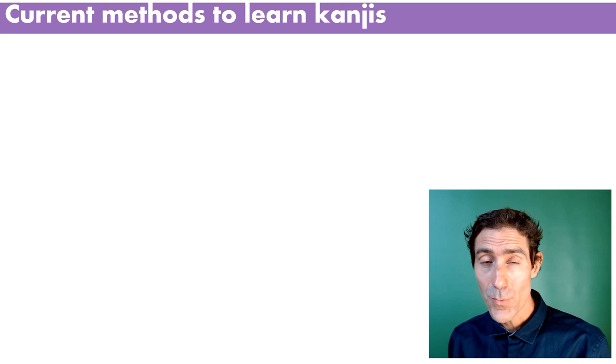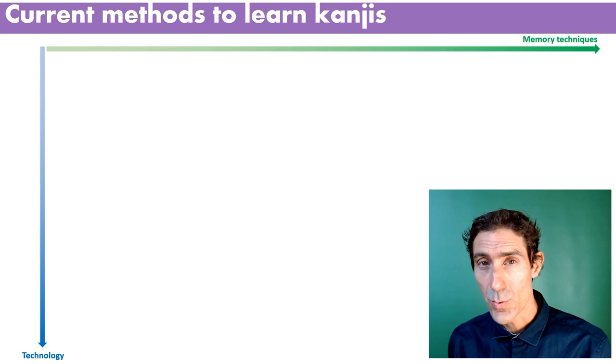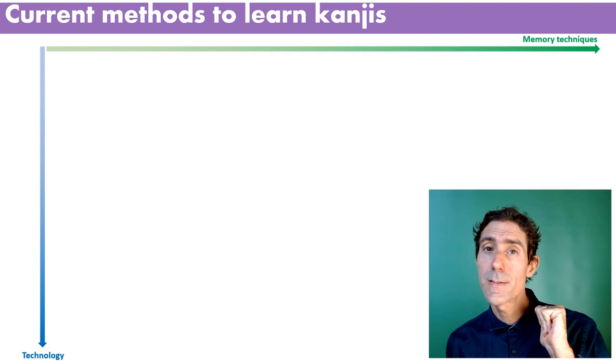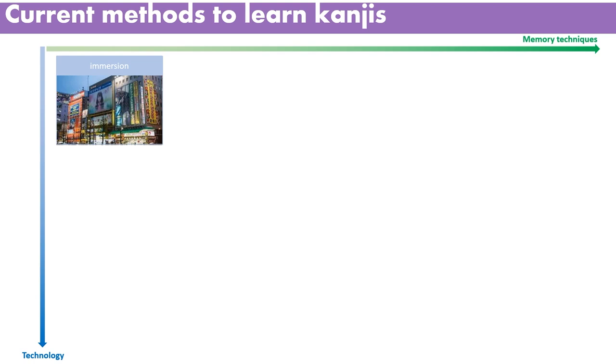Okay, let's review together the current methods to learn kanjis. For this, let's make a quadrant and draw two axes. Horizontally, the usage of memory techniques, and vertically, the usage of technology. Immersion is the first option. If you live in Japan, listen to Japanese podcasts all day long, watch Japanese TV, read kanji signs on the streets, well, I'm sorry to say that it will not work for kanji acquisition, or very slowly.